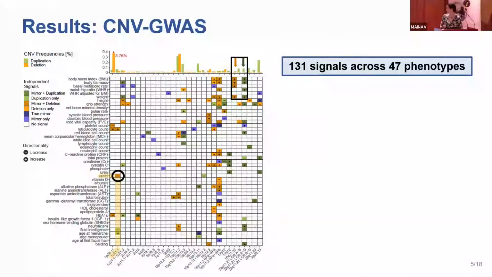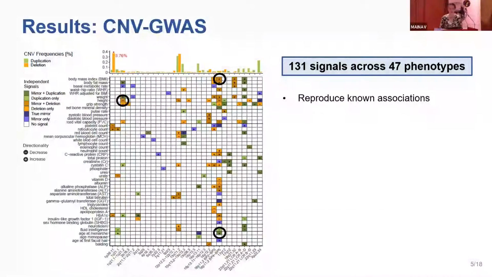At the top of the graph, there's also the duplication and deletion frequencies that are plotted, and this is an important information to keep in mind because often we detect more associations for the CNV type that is most frequent in our cohort. Now, the reassuring thing is that we were able to reproduce several known associations. So, for instance, at the top here, you would have the association between CNVs on the 16p11.2 region and BMI.